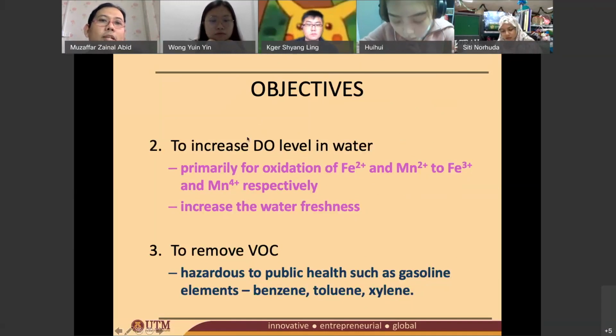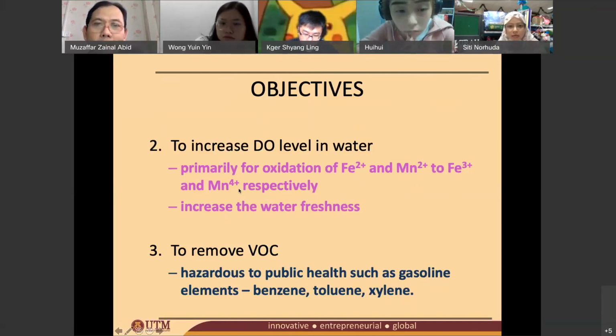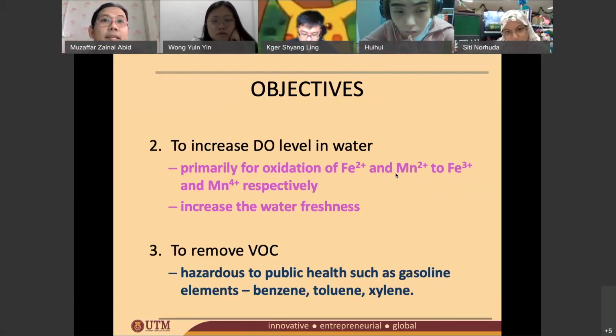Once you increase the DO inside the water, DO is dissolved oxygen, so you will feel the freshness of the water. And by adding oxygen, you should be able to oxidize iron 2 into iron 3 and manganese 2 into manganese 4. Remember, iron 2 and manganese 2, they are soluble materials, soluble ions. So you can't see them.